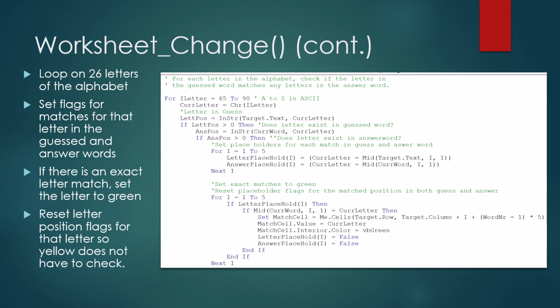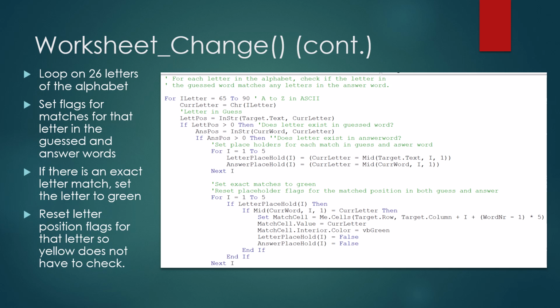This next part of the code loops through each of the letters in the alphabet A through Z, and design-wise, this was the hardest choice I had to figure out. Do I want to check for every letter in the alphabet and then see if it's in the guessed word, or do I want to process each letter in the guessed word? And so I went this way, and it's working fast enough.